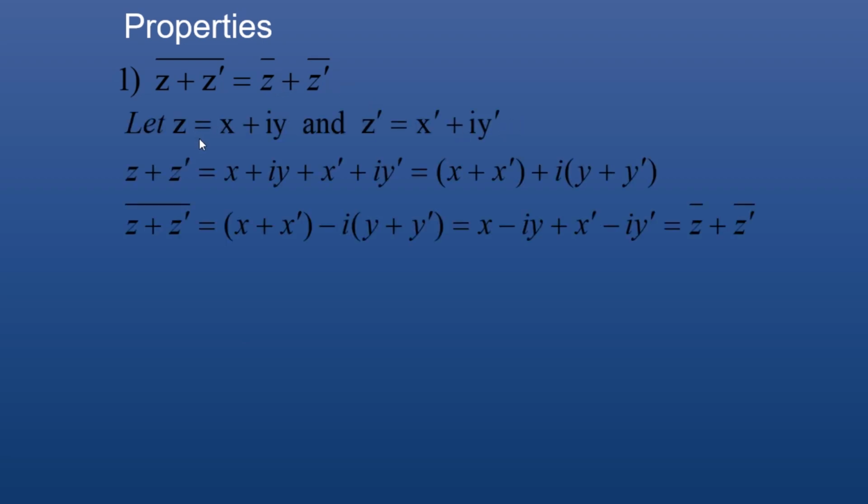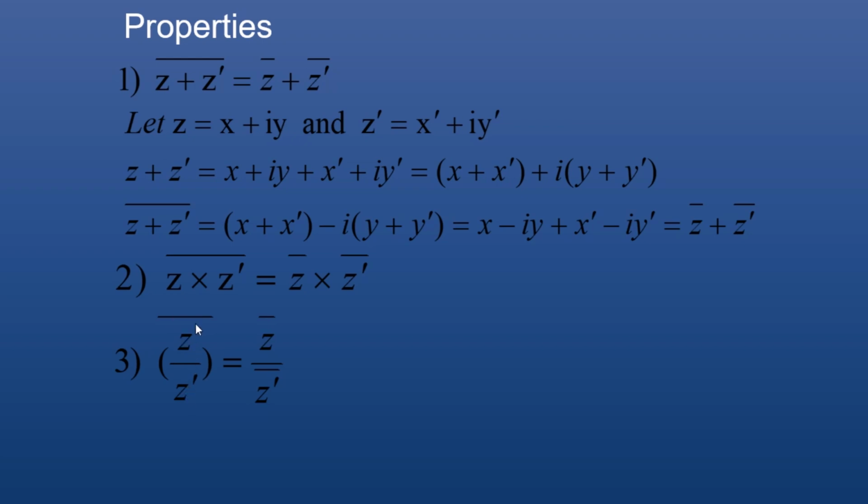Properties. The conjugate of z plus z prime equals z bar plus z prime bar. Why? Let z equal x plus iy and z prime equal x prime plus iy prime. z plus z prime is x plus x prime plus i(y plus y prime). For the conjugate of z plus z prime, we have to change the sign of the imaginary part. So x plus x prime minus i(y plus y prime). We expand, we get x minus iy plus x prime minus iy prime. The second property, we can prove it as we proved in 1.